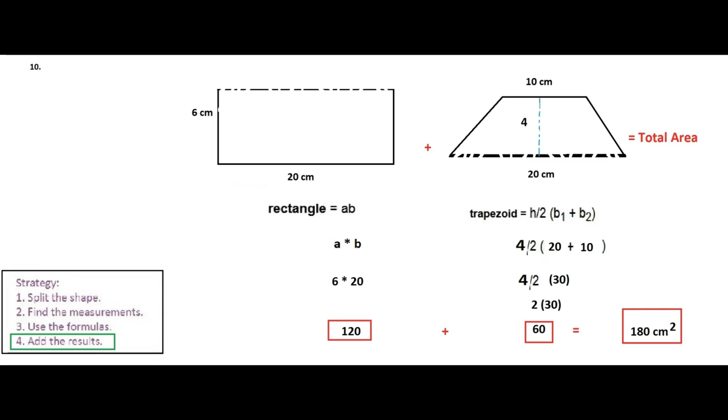And now we add up these 2 measurements. 120 plus 60 is 180 centimeters squared. And that's pretty much it for number 10.